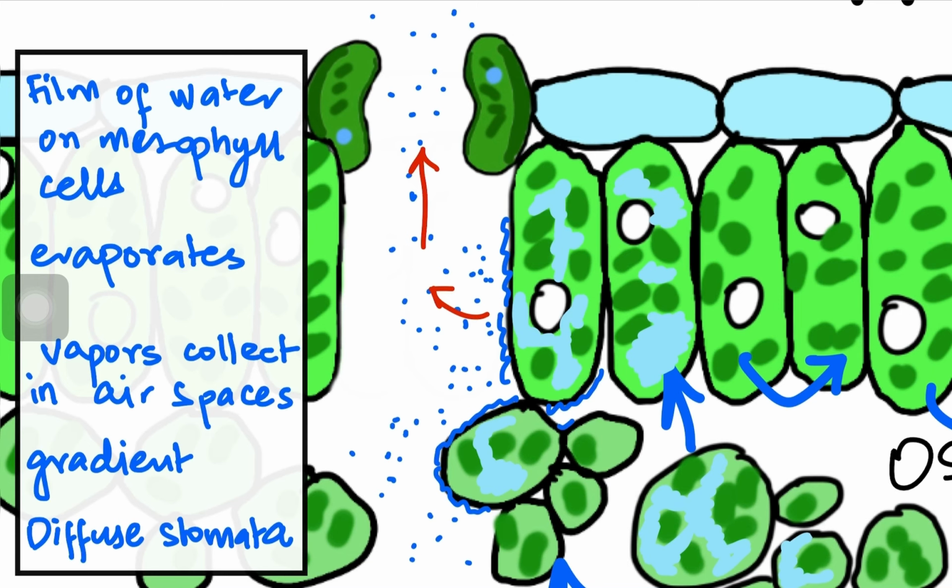That is why you can also see the phrase evapotranspiration, because evaporation happens at the mesophyll cells level and then diffusion happens from the air spaces outside through the stomata, and then water vapors go outside.